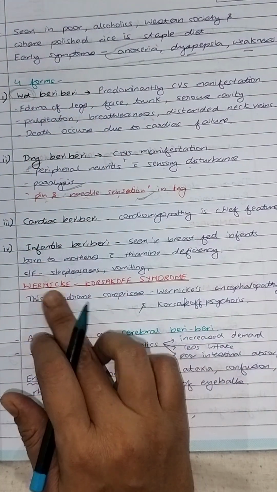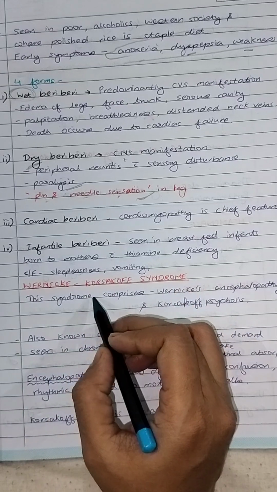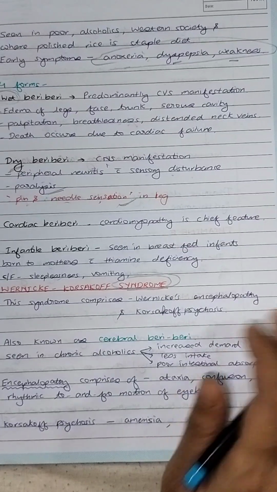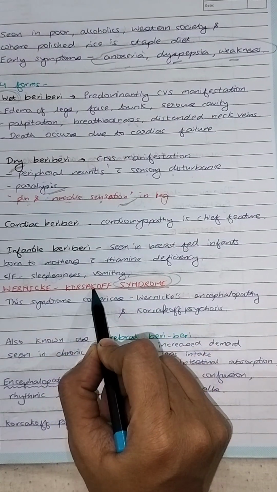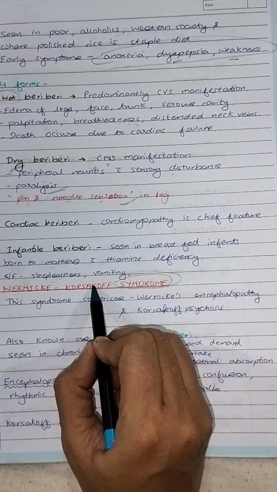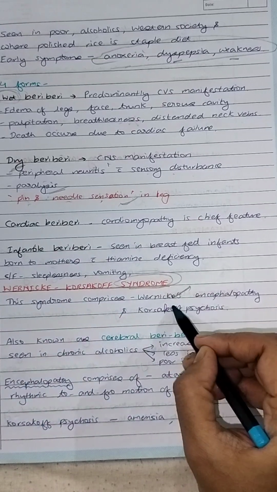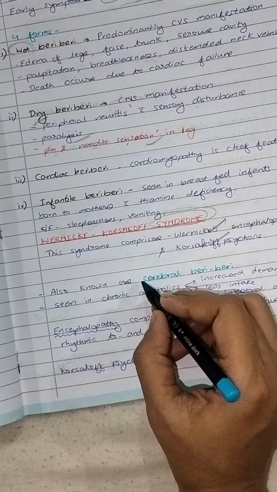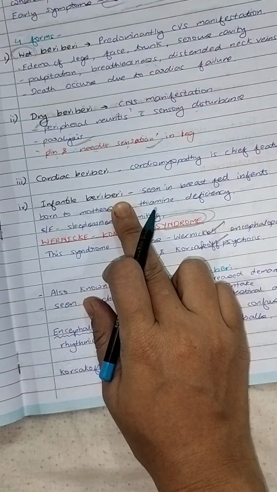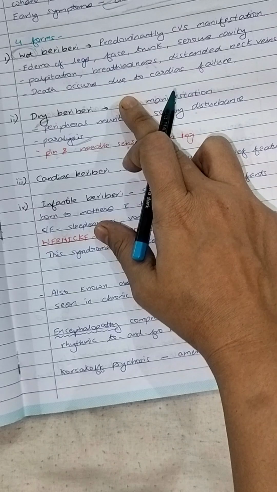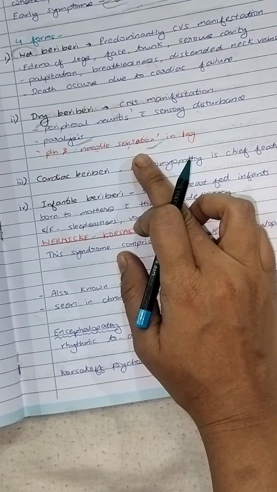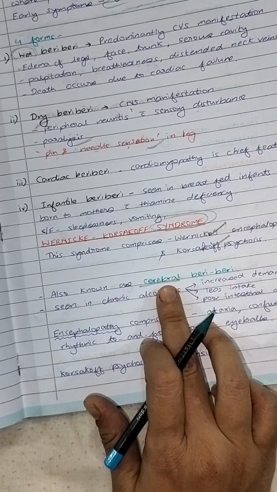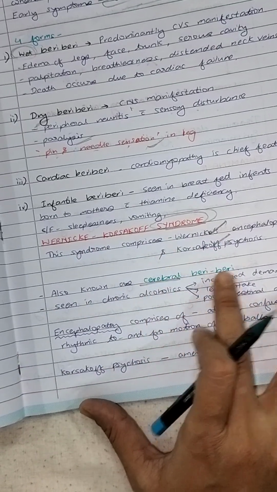Now what is Wernicke-Korsakoff syndrome? As it is a syndrome, it is a collection of different features. There will be Wernicke's encephalopathy and Korsakoff psychosis. It is also known as cerebral beriberi. So we have read about four types: wet, dry, cardiac beriberi, which is cardiomyopathy, and infantile beriberi seen in infants. This is the fifth type: Wernicke-Korsakoff syndrome, also called cerebral beriberi.